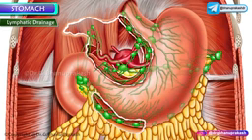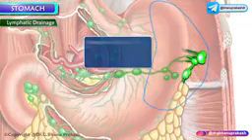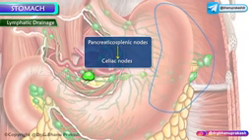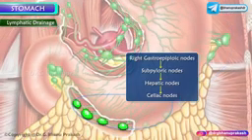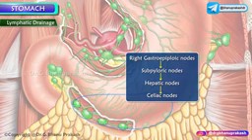Next is the lymphatic drainage of the stomach. Lymph from the upper one-third drains into the pancreatico-splenic nodes on the back of the stomach, which in turn drain into the celiac nodes. Lymph from the lower part of the left one-third drains into the right gastroepiploic nodes, which mainly drain into subpyloric nodes, and from subpyloric nodes into hepatic nodes and finally into the celiac nodes.